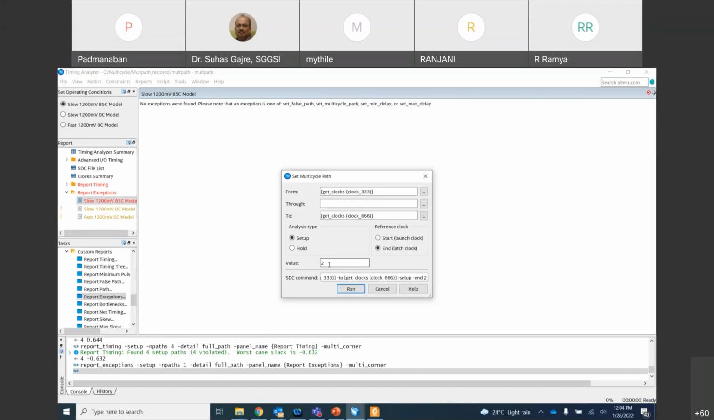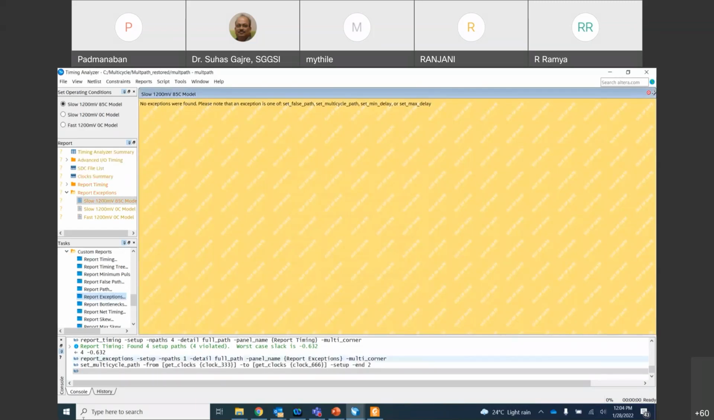Okay. What is your clock period? Multiplied by 2. So now you can say: set multi-cycle path from get clocks 333 to get clocks 666, with -n 2. It's done now. Now, what is the next step you are supposed to do? We apply the multi-cycle path logic for the hold analysis.